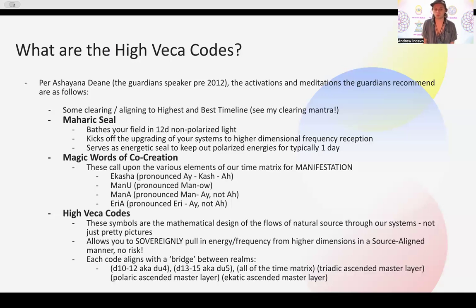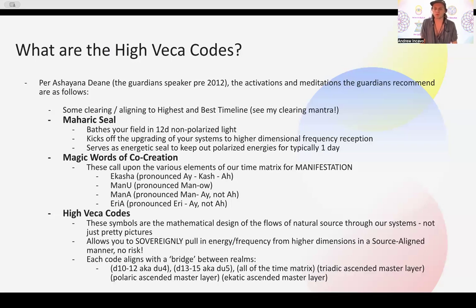Essentially, we are pulling from dimensions 11 and 12 and balancing those energies and bathing your system in 11 and 12D light. Those would be the two highest polarized light fields from our 15D time matrix, right? Because dimensions 13 through 15 are non-polarized, dimensions 1 through 12 are polarized. So by pulling in 11 and 12, you're pulling in the highest dimensional frequency energy you can in a polarized sense and then bathing your field with it.